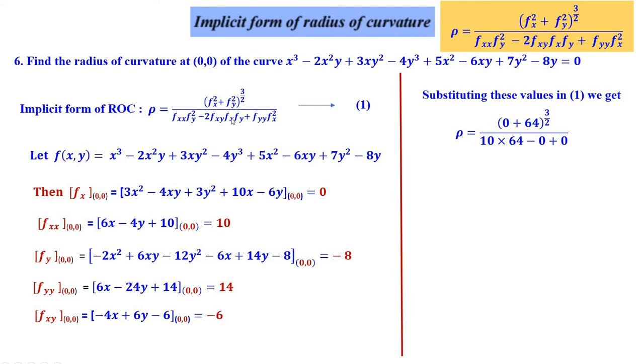In the next one it involves fx, so 0 you get, and here also you have fx, so 0. And then further simplify this, so you have 64 into 64 to the power half, 3 by 2 can be written in this way, and 10 into 64 you can cancel 64, and square root of 64 you have 8 by 10, and that gives you 4 by 5. So this is the radius of curvature of this curve, which is given in the implicit form.